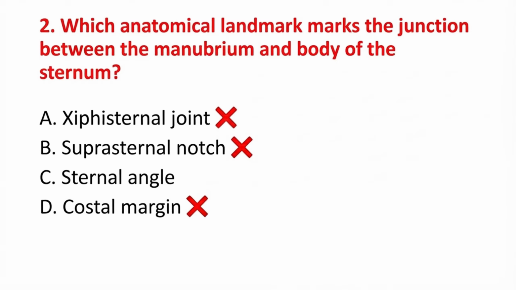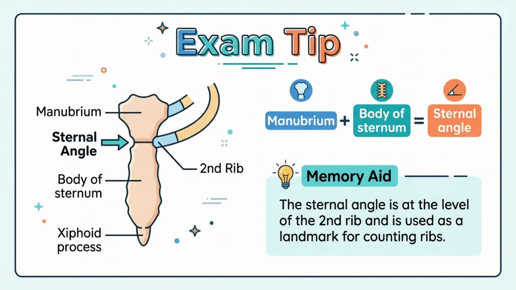So here is an exam tip. Remember, the sternal angle is the landmark for the second rib. When locating ribs clinically, always start by finding the sternal angle. The sternal angle has three names: the sternal angle and the angle of Lewis. So I want you in the comment section to comment the third name by which we call the sternal angle.